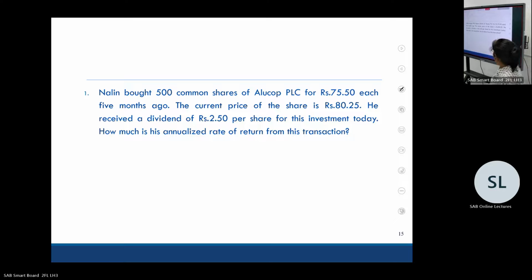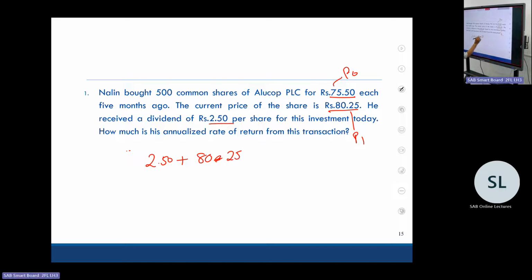Results. Dividend 0.25. This is P0. Currently, P1. This is P1. So there is the annualized rate of return. You are asked to calculate the annualized rate of return. So then you can calculate 0.25 plus, sorry, 80.25 minus 75.50, divided by 75.50.